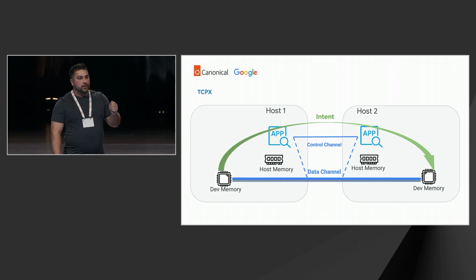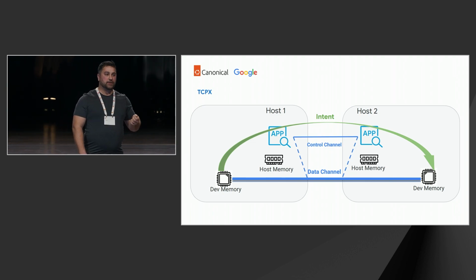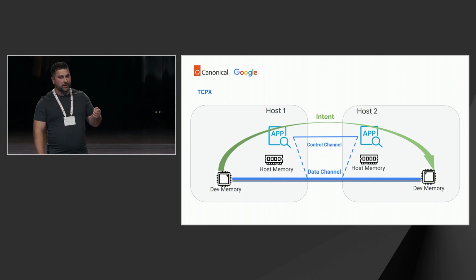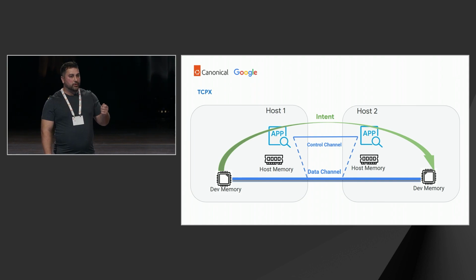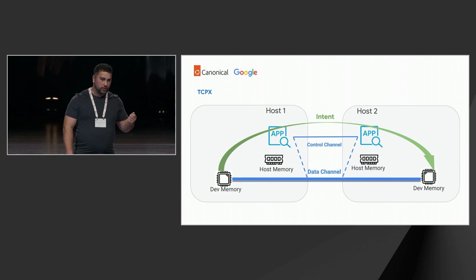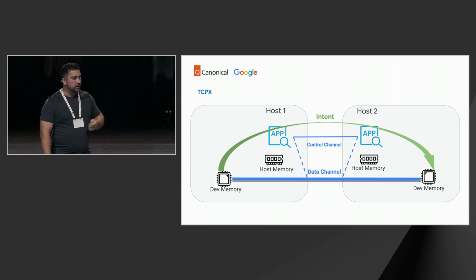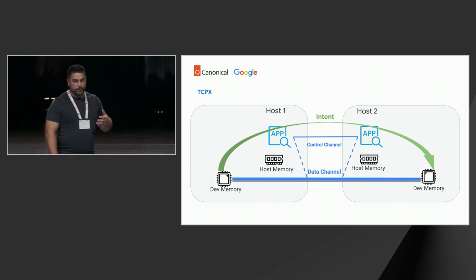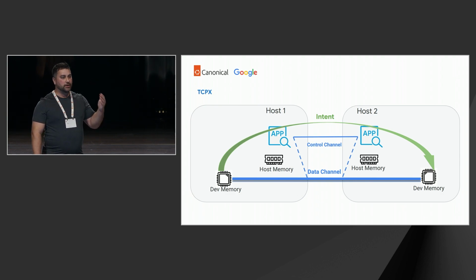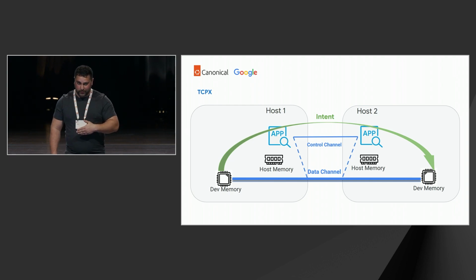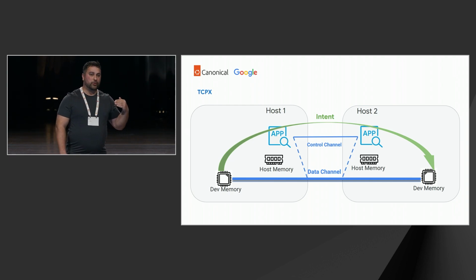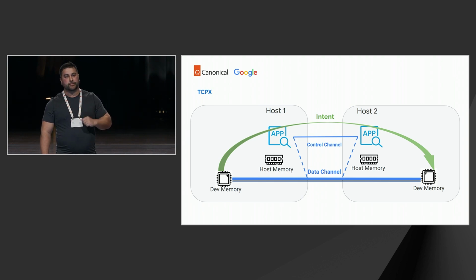So the reason we built TCPX is because it's a software implementation, and we're going to talk a little bit later about why it's super flexible, because it's not dependent on a certain type of hardware to be used. And how TCPX operates is shown here. Basically, we talked about the intent, that the intent is for the device memory from one host to talk to the device memory on the other host. And how can we reduce the number of hops here, which is also going to improve the throughput.